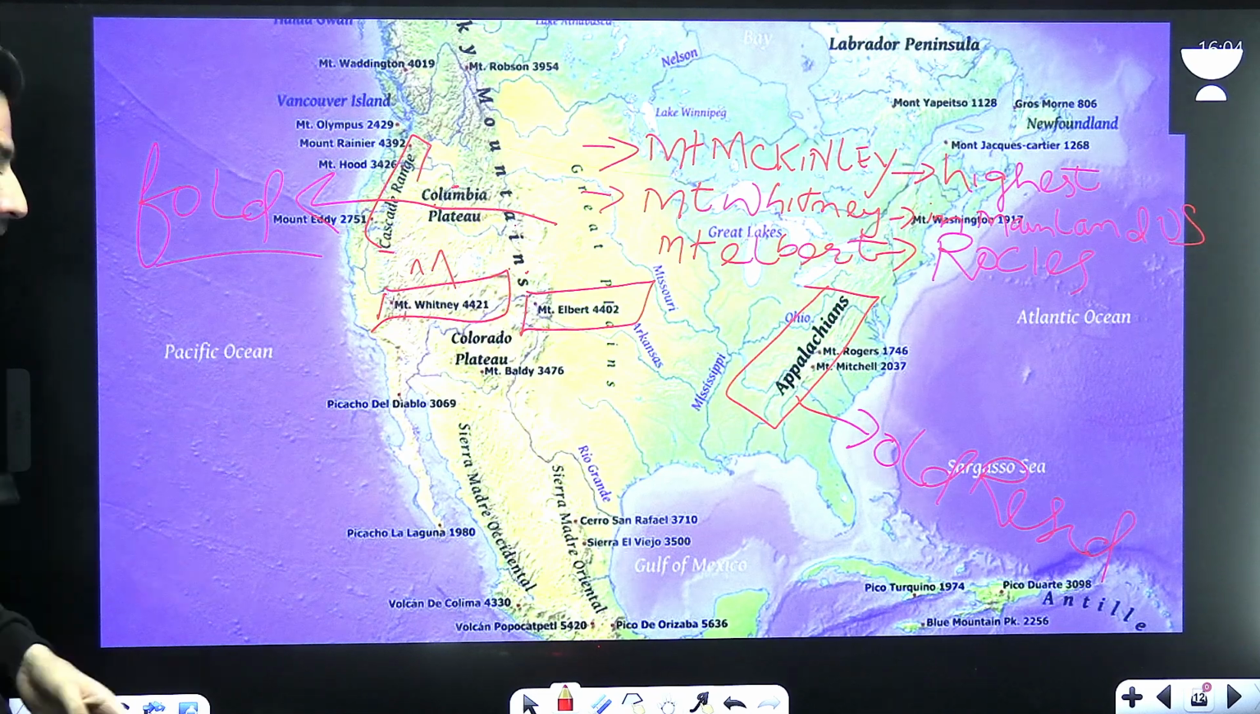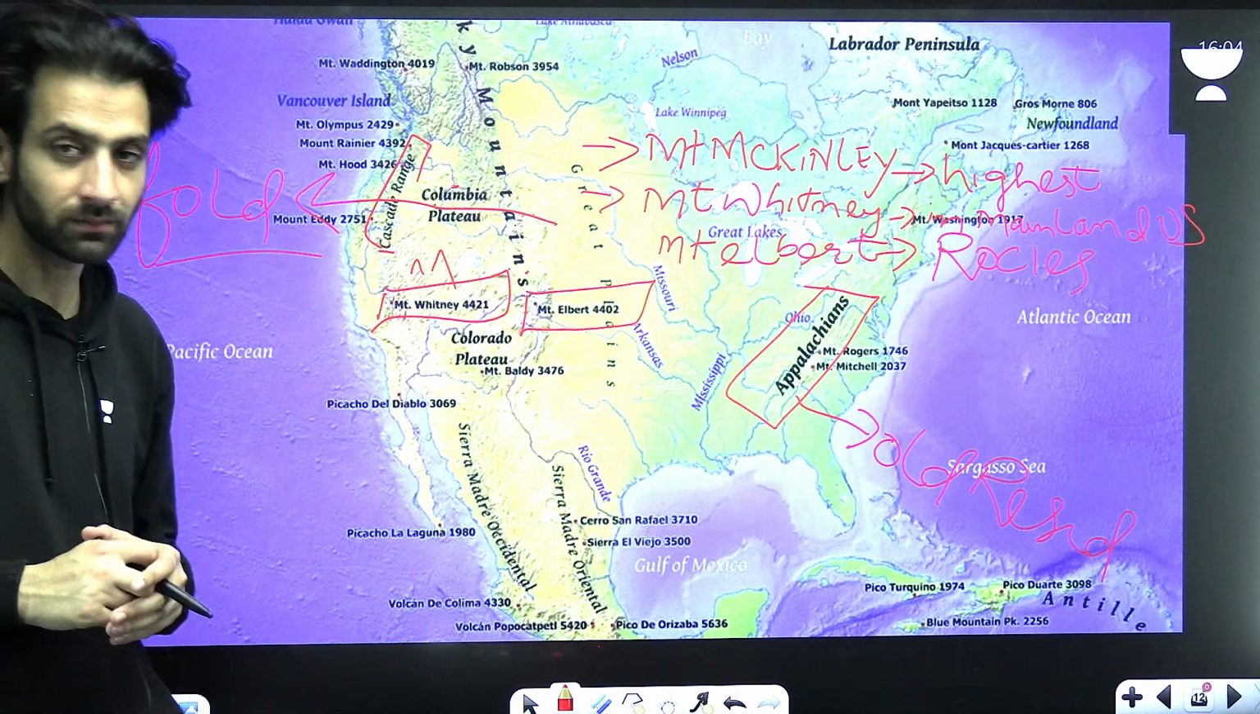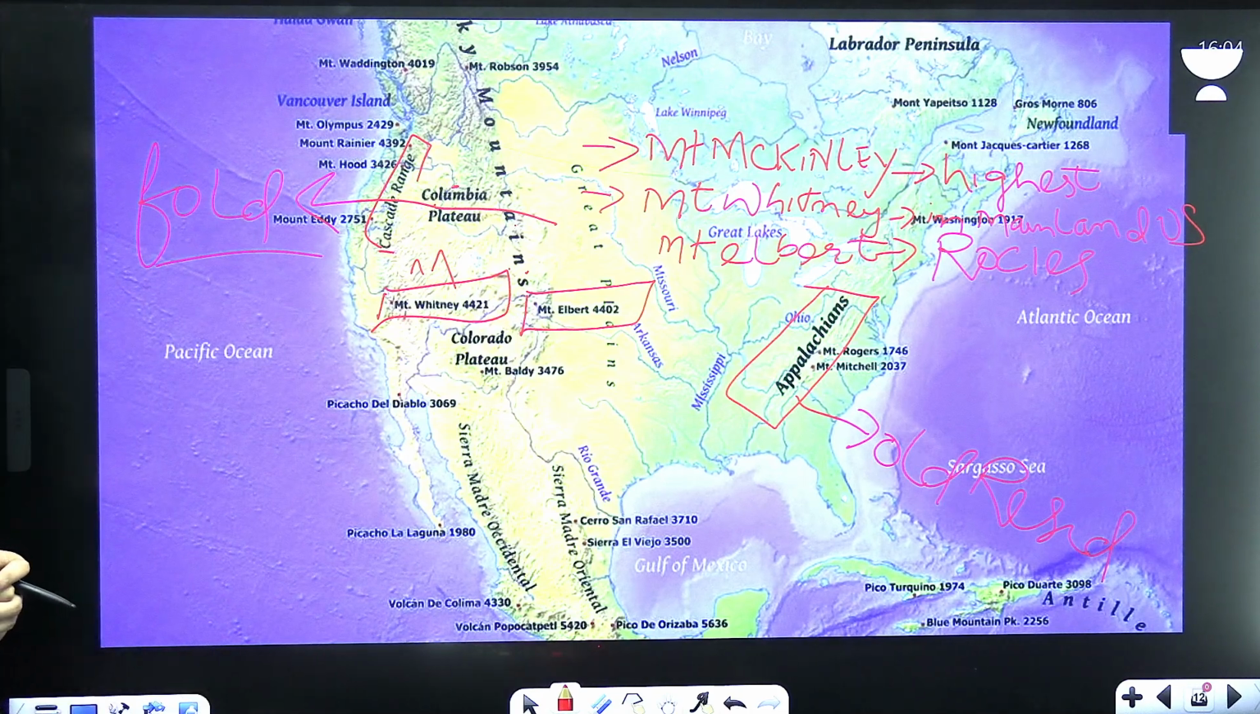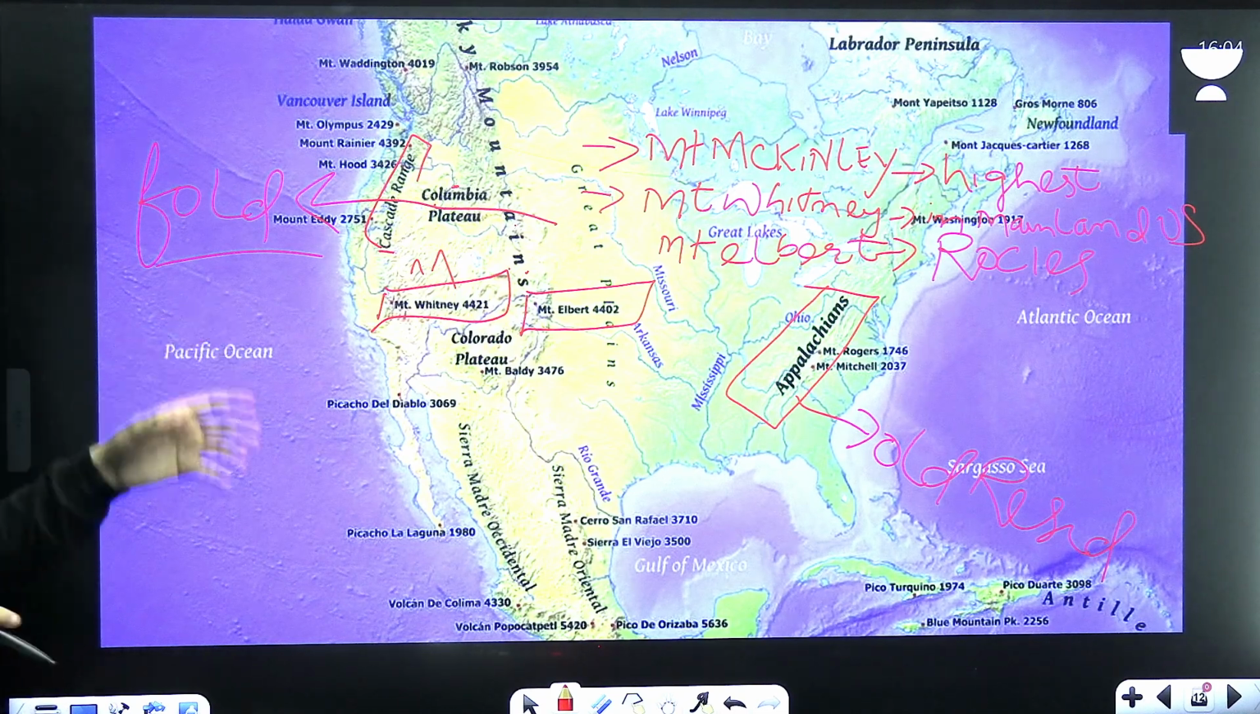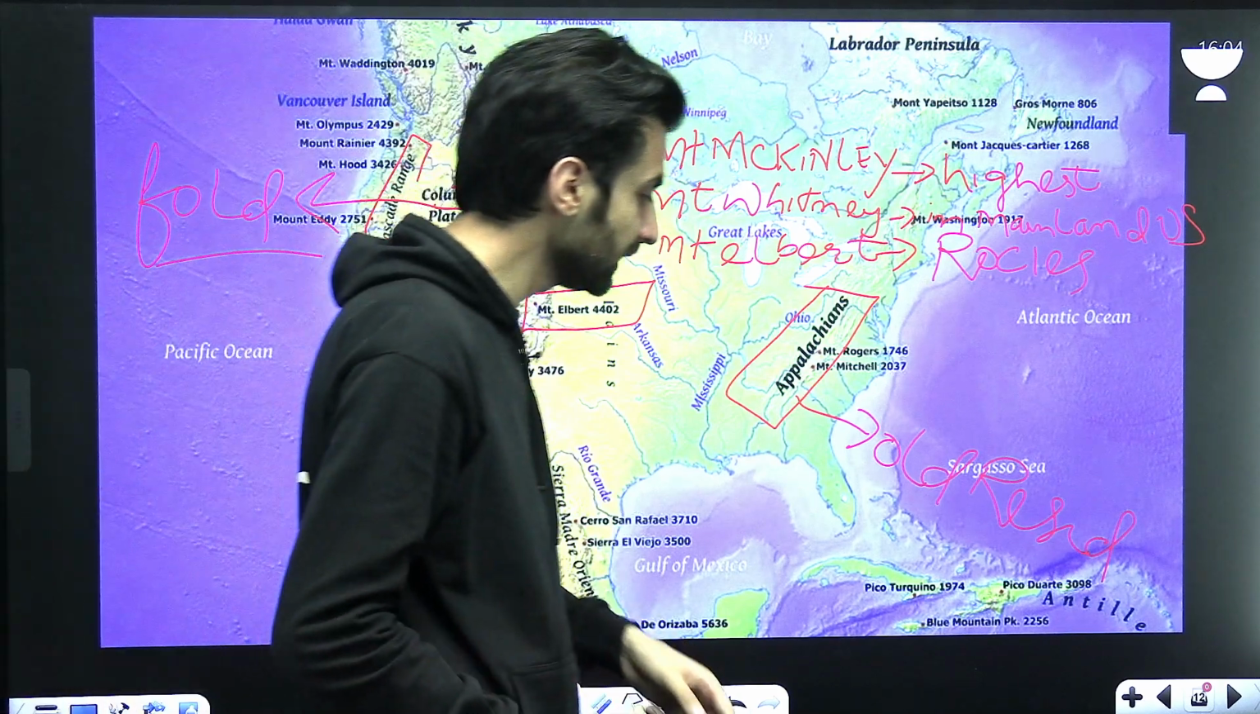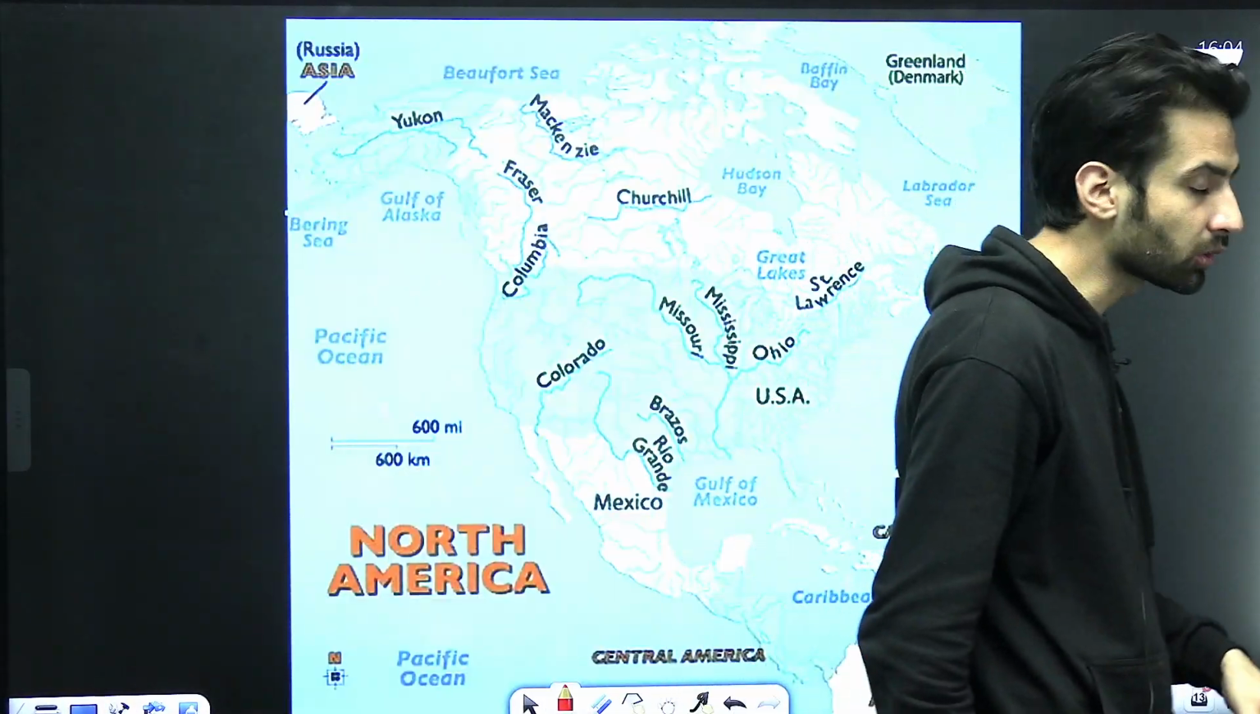So these are some of the very important peaks located in this region. I hope you learned about the very important peaks in the North American continent, and that you don't have confusion about which is the highest, which is the highest in the US, and the highest of the Rockies.